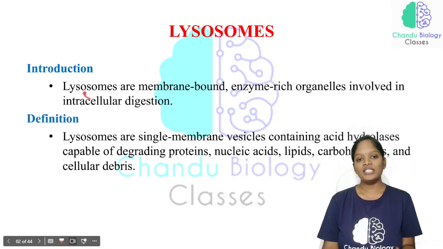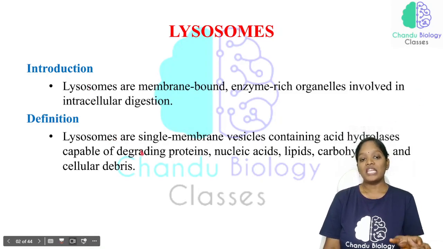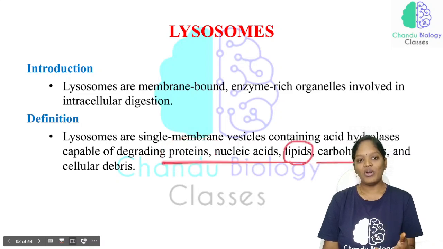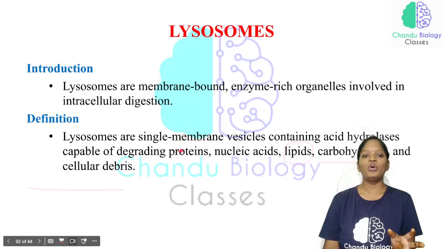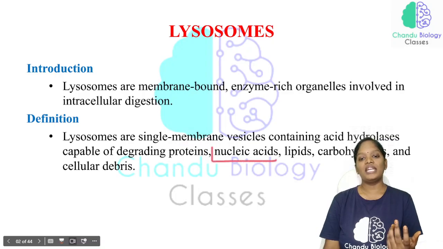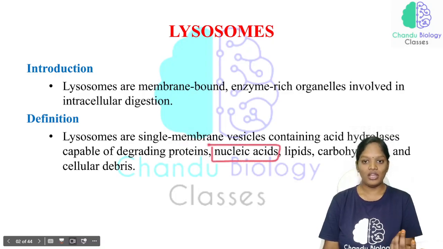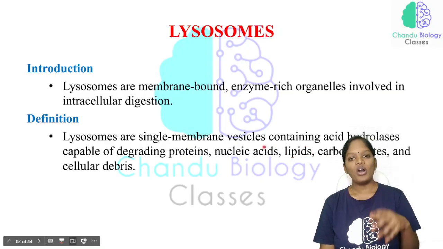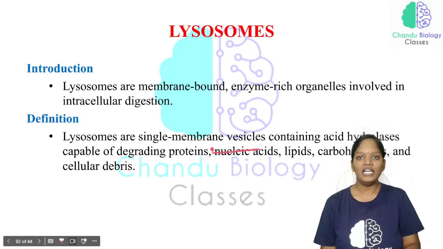Okay, now what are the enzymes which are going to degrade the proteins, nucleic acids, lipids, carbohydrates and cellular debris? The enzymes which degrade the proteins are called proteases, those which degrade the nucleic acids are nucleases, lipids are degraded by lipases, and carbohydrates by amylases. Okay, so all these enzymes are present in the lysosomes.